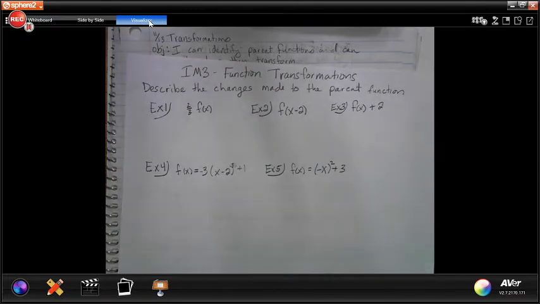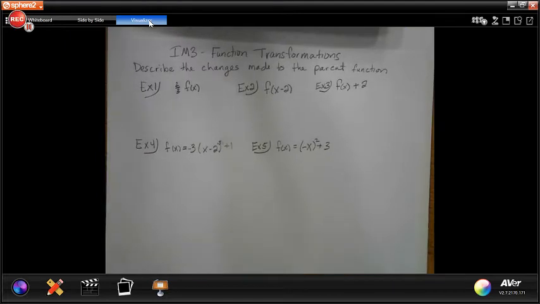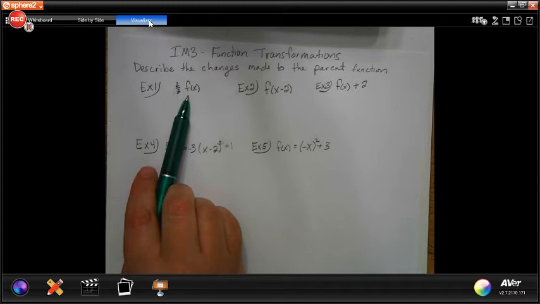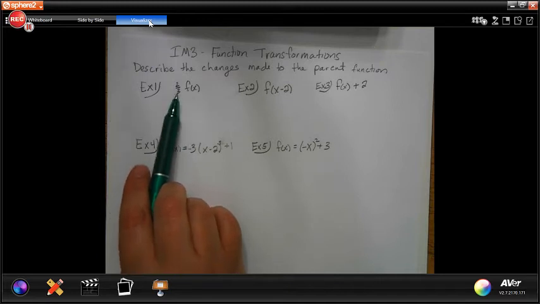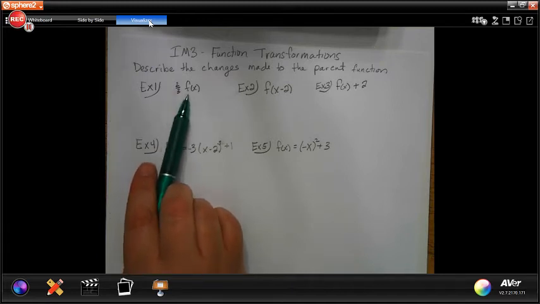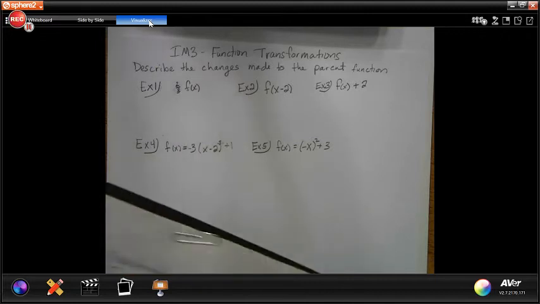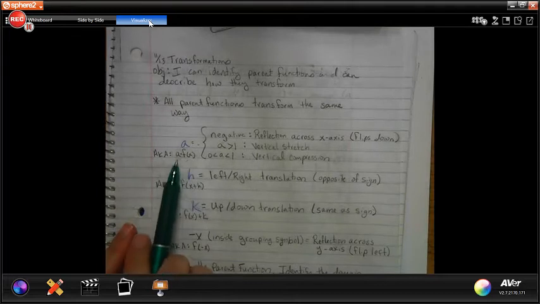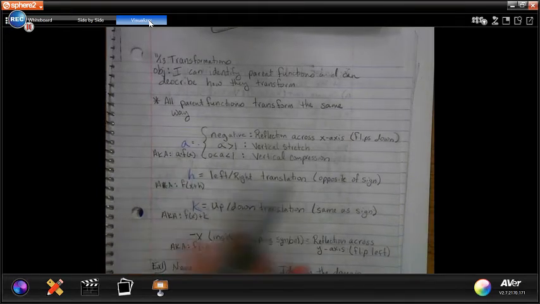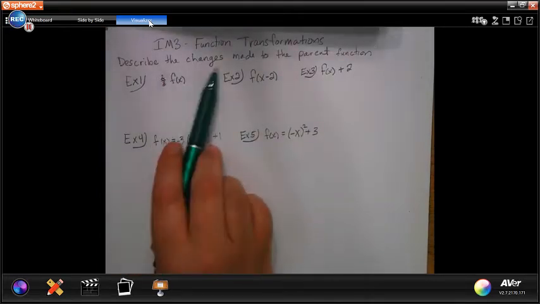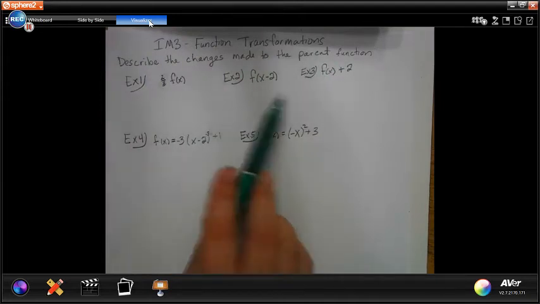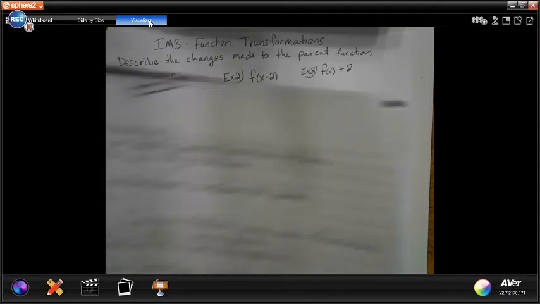Example 1, in fact, I'm going to switch this. There we go. Example 1 here, it says 2/3 f of x. So there's an invisible times there. It's 2/3 times f of x. You just don't see the times because we don't always show it. That looks like this. And it says describe the changes made to the parent function. We don't know what the parent function is. It's just f of x.